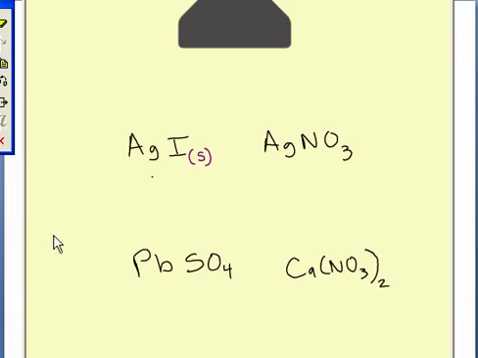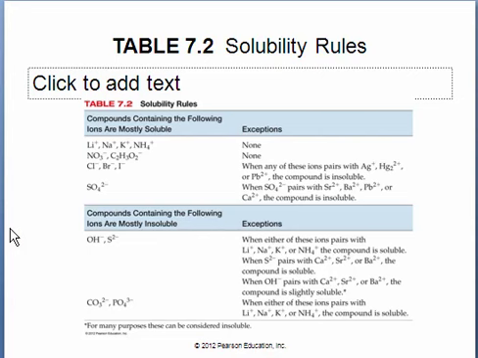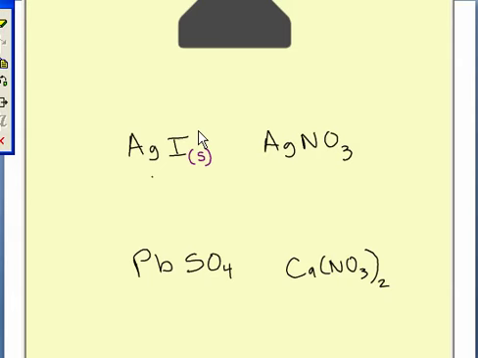Now let's look at silver nitrate. We know from this example that silver is not in our chart, so we've got to find nitrate. Here's nitrate. No exceptions to its being soluble. So therefore, silver nitrate is going to be AQ. And since this is an ionic compound, we know that this would dissociate into the 2 ions that make it up when it is dissolved in water.